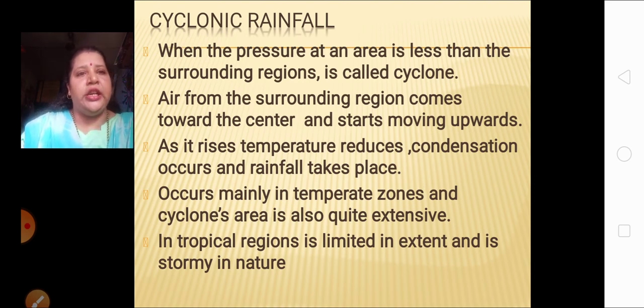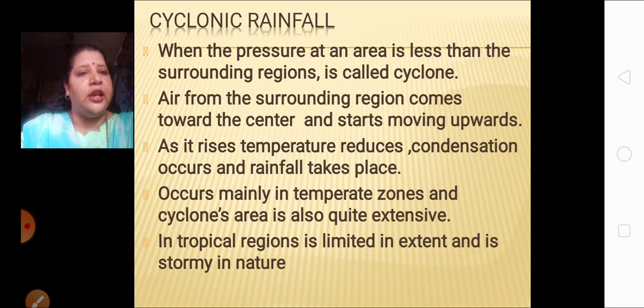When the pressure at an area is less than the surrounding region, it is called a cyclone. Air from the surrounding region comes towards the center and starts moving upwards. As it rises, temperature reduces, condensation occurs, and rainfall takes place. It mainly occurs in the temperate zones. What is the temperate zone, children? Correct. Where the temperature is not too high, not too low. We have learnt about it, correct? So in the temperate zone, such type of rainfall takes place.